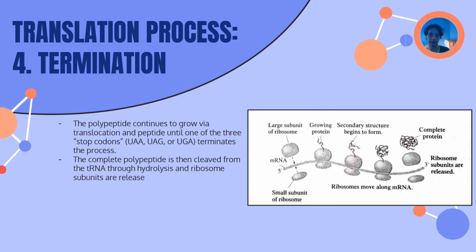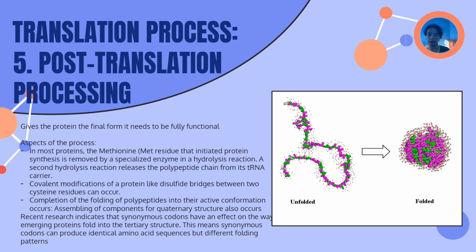Then the last process is post-translation processing. Some modifications of proteins usually occur after translation. This post-translation processing gives the protein the final form it needs to be fully functional. Some of the aspects of post-translation processing are the following. First, in most proteins, the methionine residue that initiated protein synthesis is removed by a specialized enzyme in a hydrolysis reaction. A second hydrolysis reaction releases the polypeptide chain from its tRNA carrier.